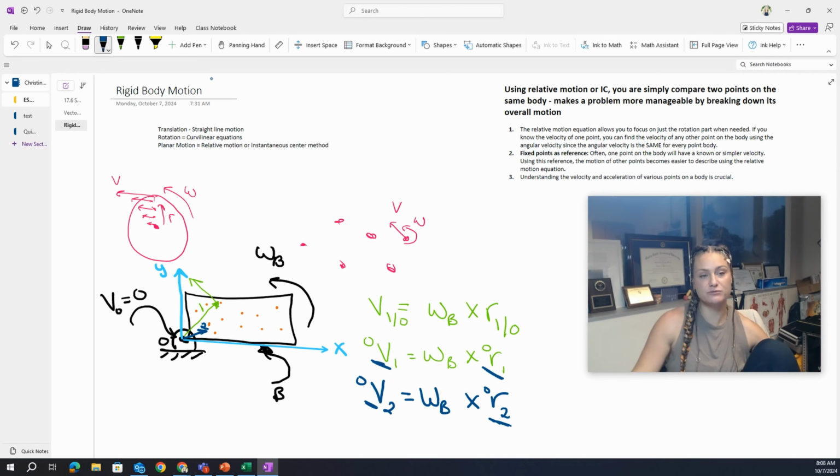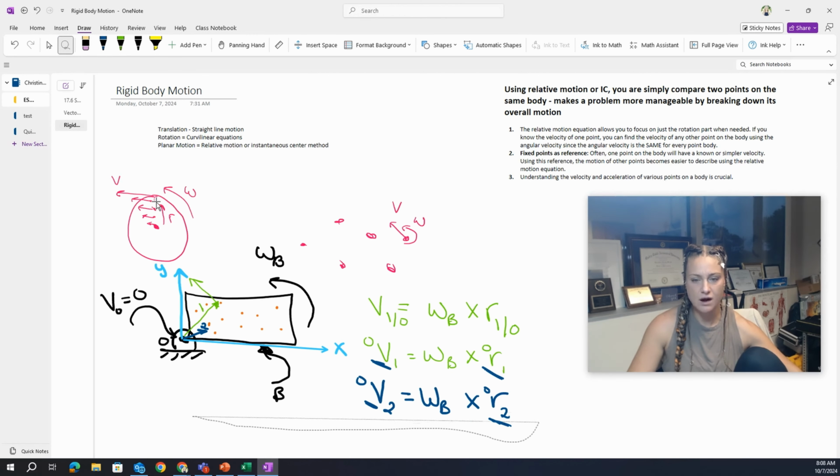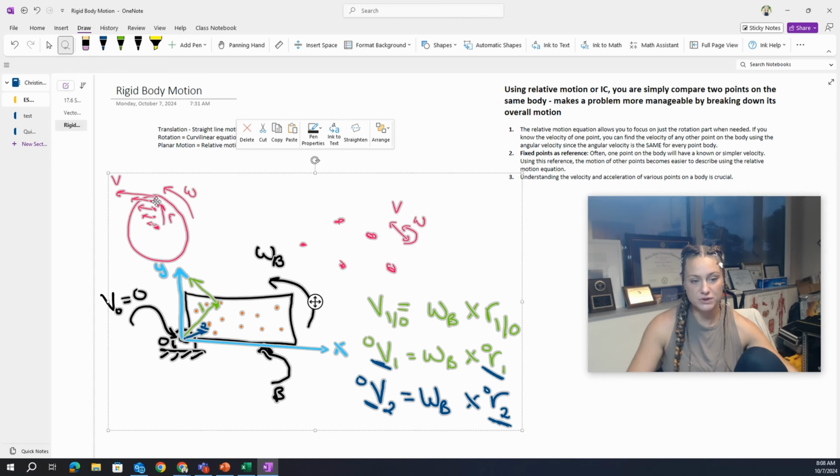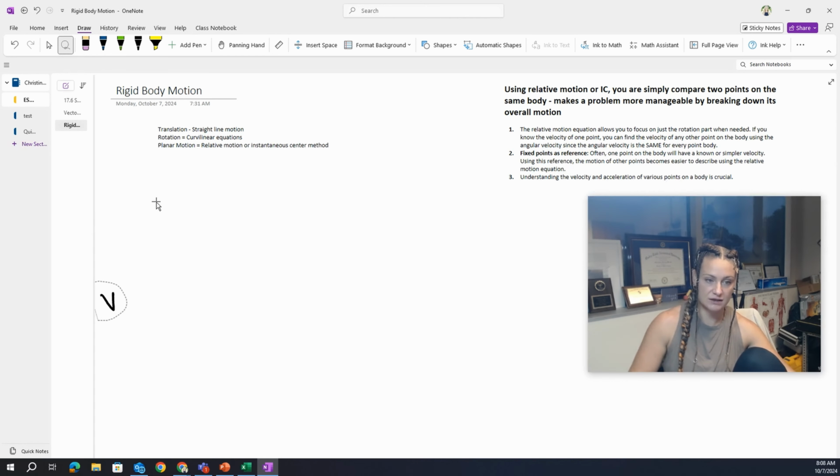The third type of motion that your rigid body can experience is called planar motion. I've also seen it called complex motion, but basically it's the combination of translation and rotation. So for our rotation, we said that V equals omega cross R. Okay, that is a body that is in pure rotation.